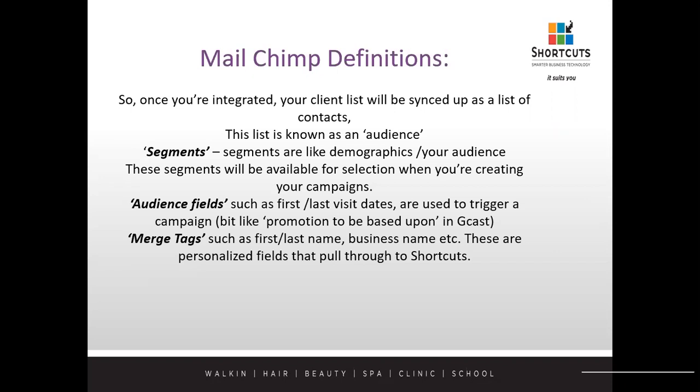Now, these segments will be available for selection when you're creating your campaigns. You can decide who to send those to. Audience fields are things like the first and last visit dates, first names, that kind of thing, and these are used to trigger a campaign. This is very similar to promotion to be based upon, if you're familiar with the old Gcast. And merge tags are like the first and last name, your business name, phone number, and so forth. These are very similar to the personalized fields, and these will pull through from Shortcuts.